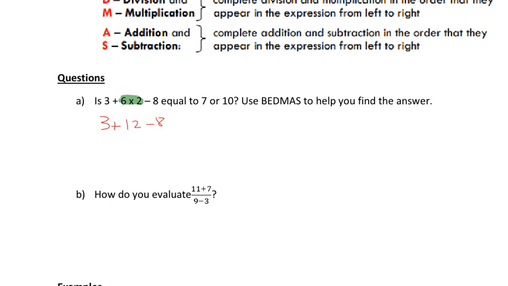Are we okay with that? Now you see that all I have left is addition and subtraction, so I can do it all together. 3 plus 12 is 15. Take away 8 is 7. Sorry, I thought that was 2. Yeah, it's 7.